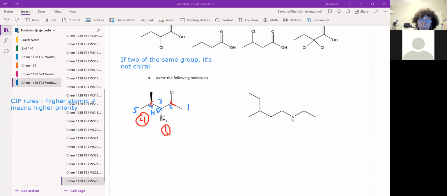And then the other two are carbons, so that's when the second rule comes in. You can't determine it by looking at those, so you have to cross that common atom out and then look at what's attached to those carbons. On the right side, we have a chlorine and a methyl group, and on the left side, we have a methyl group and a methyl group. So the chlorine has a higher atomic number than carbon, and that gives it a higher priority. That gives it number two. And then the left side is number three, because the hydrogen is number four.